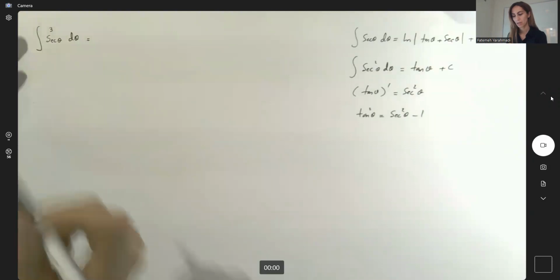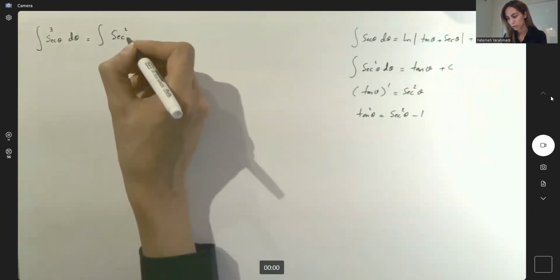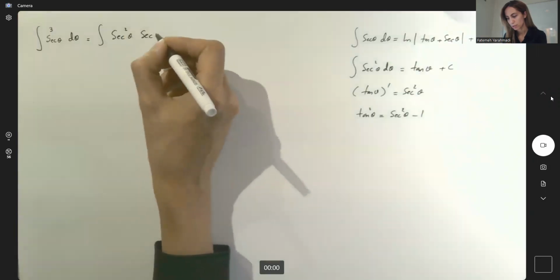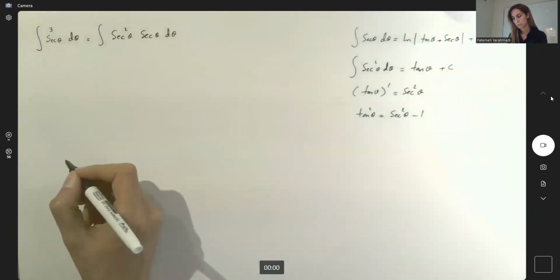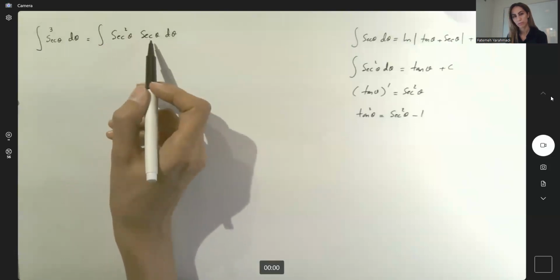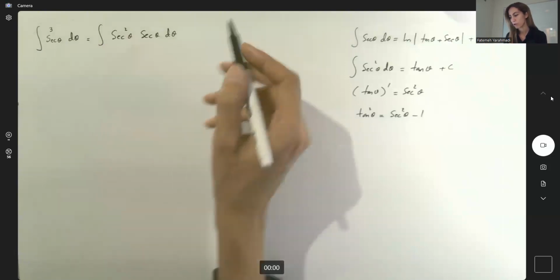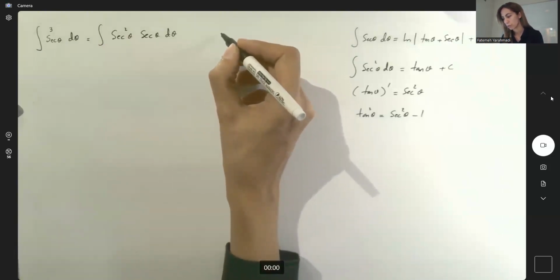So I'll show you. The integral of secant to the third can be written as the integral of secant squared theta times secant theta d theta. Very good. So secant squared times secant. Here we're going to apply a method that you learned before that we call integration by parts.